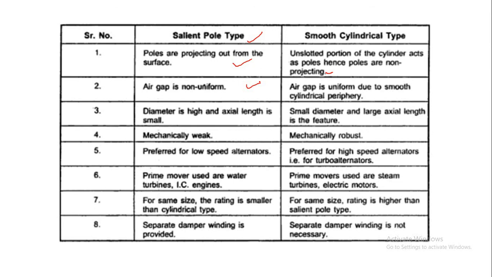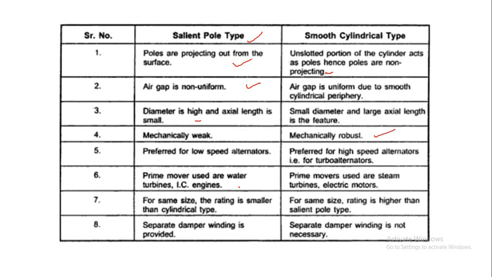Also, in the case of salient pole, diameter is high and axial length is low. Here it is vice versa, small diameter and large axial length. The salient pole type of rotor is mechanically weak, and the smooth cylindrical one is mechanically robust. The salient pole is preferred for low and medium speed, and the smooth cylindrical is preferred for high speed alternators.